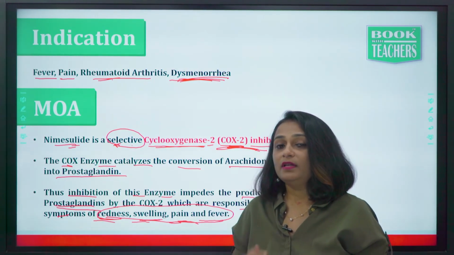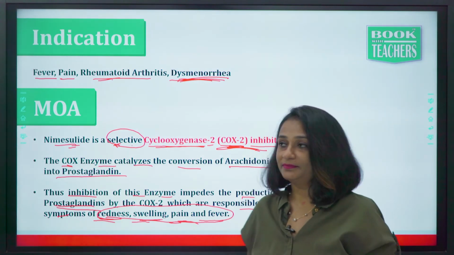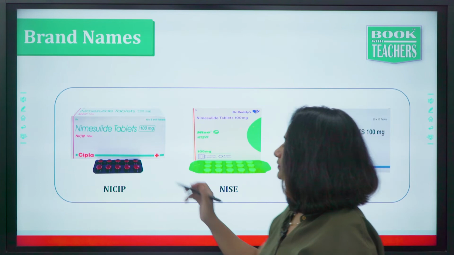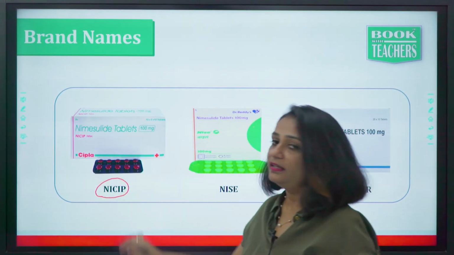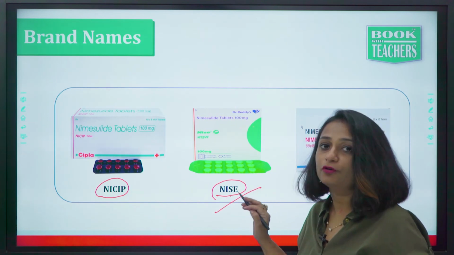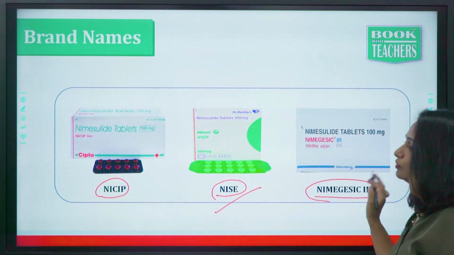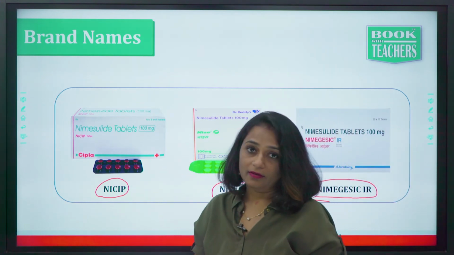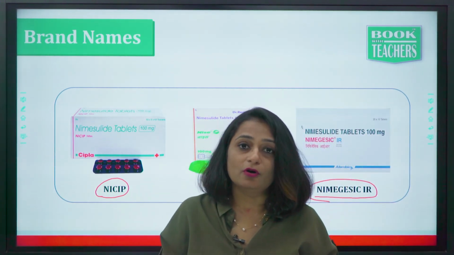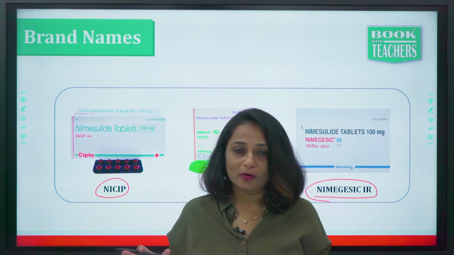Okay, so we will now see what brand names are available for Nimesulide. Now Nisip is there, which is in tablet form. Again Nice is there, this is a very famous brand for Nimesulide, and Nimagesic IR. So these are all formulations which are available in tablet formulation for Nimesulide. So I hope you have understood all about Nimesulide.